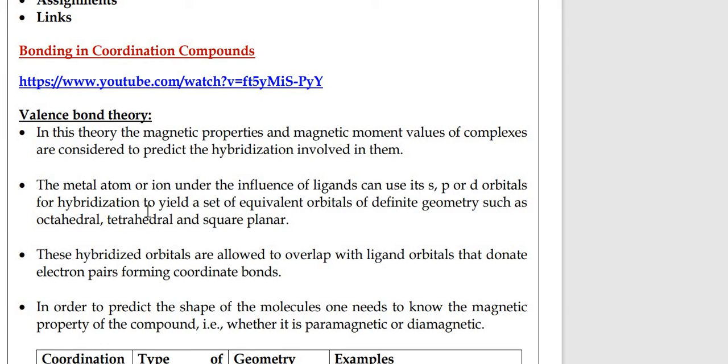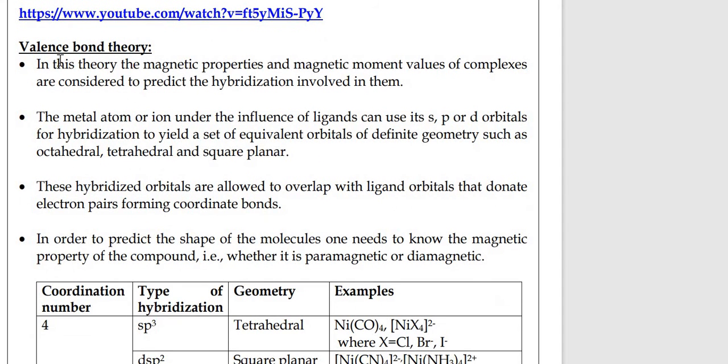So different theories were given, like valence bond theory, crystal field theory, ligand field theory, molecular orbital theory. If you remember, you have done molecular orbital theory, valence bond theory, and VSEPR theory in your chemical bonding also. Okay, so we'll discuss here the valence bond theory. In this theory, the magnetic property and magnetic moment values of the complex are used to predict the hybridization of a compound. So basically we can tell the hybridization of the compound by this theory, and we can tell the magnetic property, whether it is diamagnetic or paramagnetic.